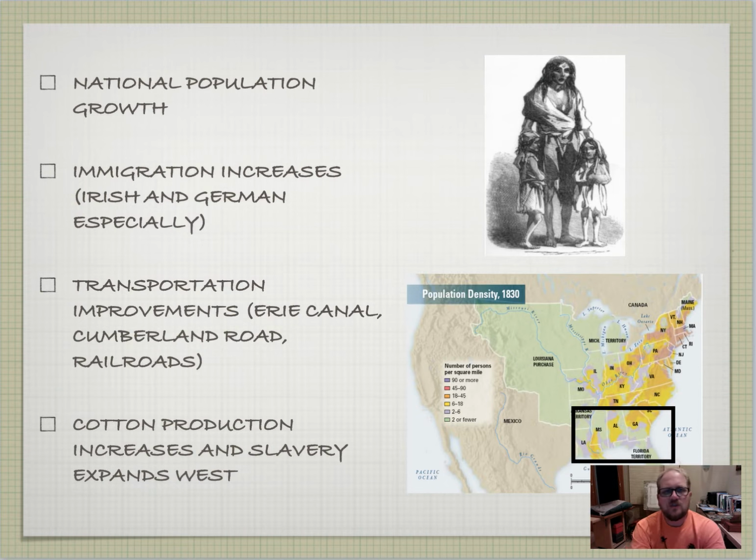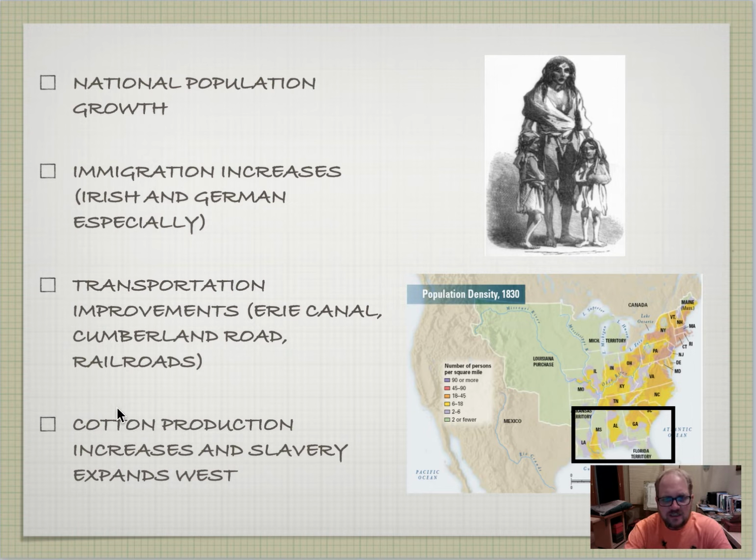So we have a national population growth, especially in the north. Again, we're going to have a national rise of population, but also created by immigration, especially Irish and German. We're going to see a rise of transportation, especially in the northwest and the northeast, with the Erie Canal and Cumberland Road, and eventually railroads.